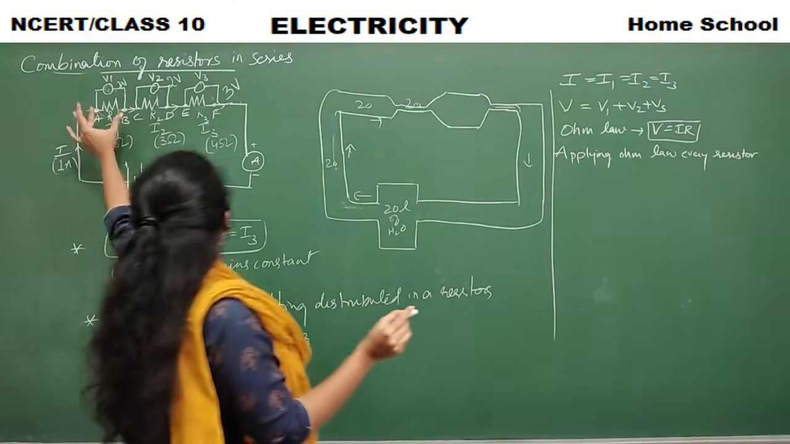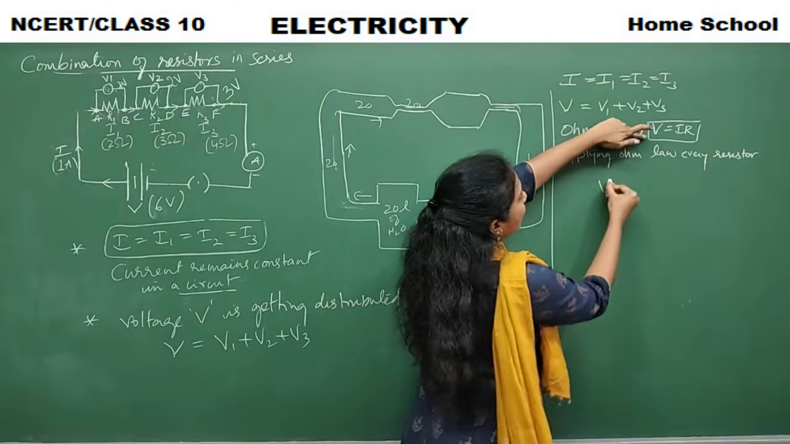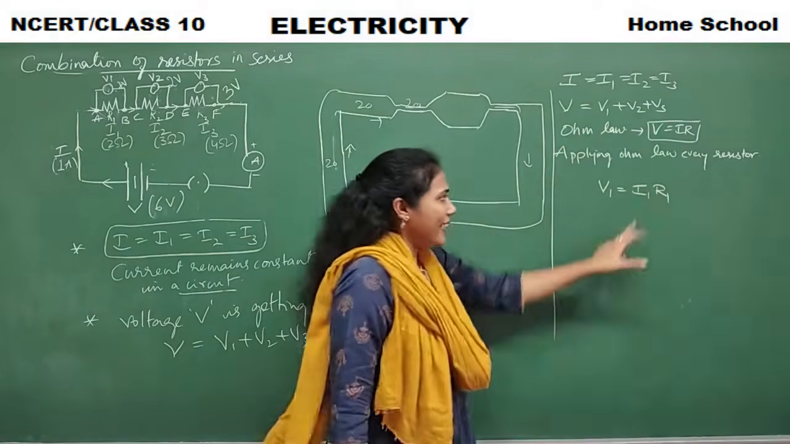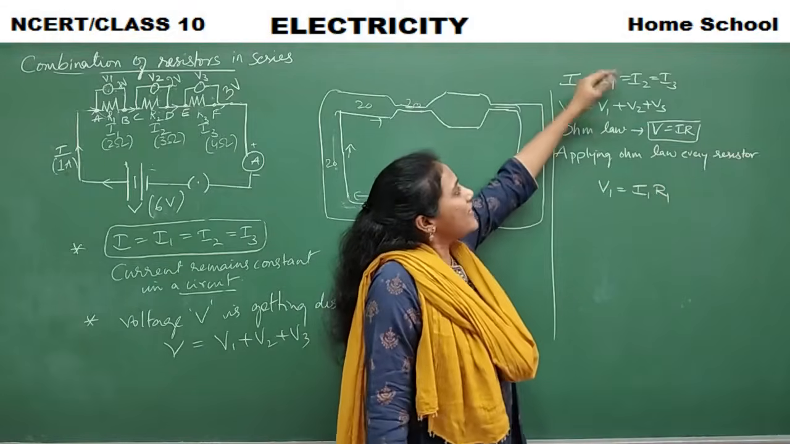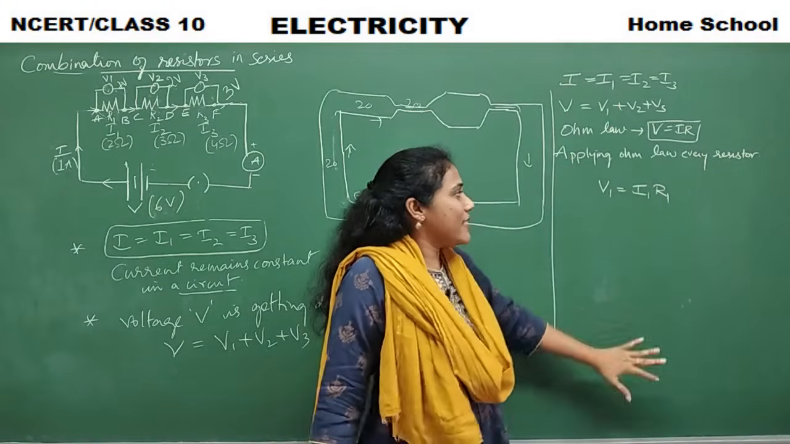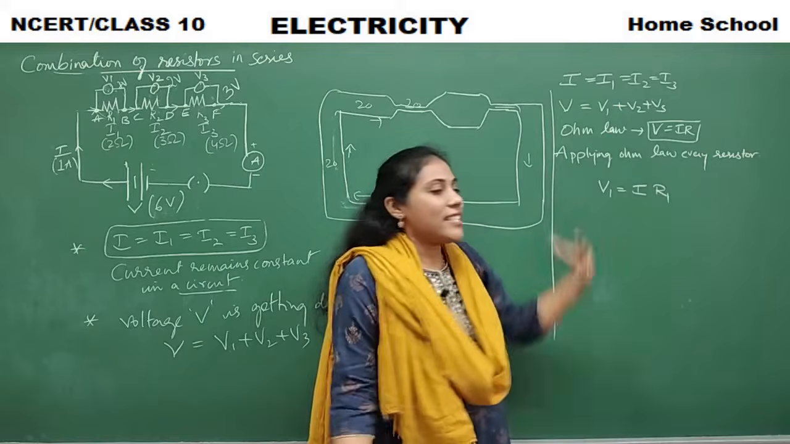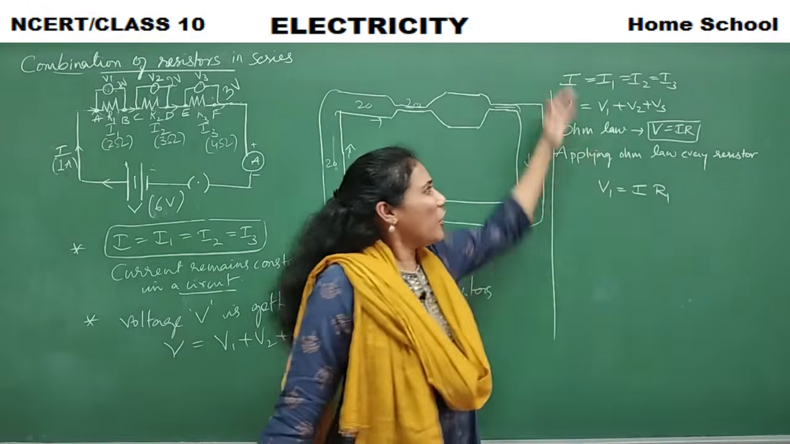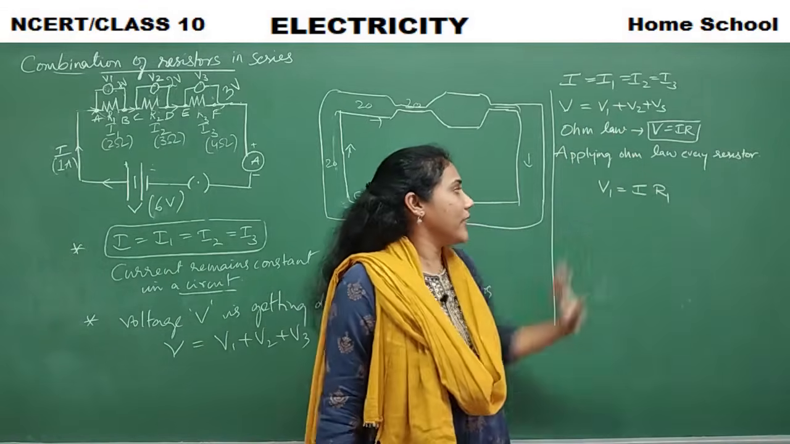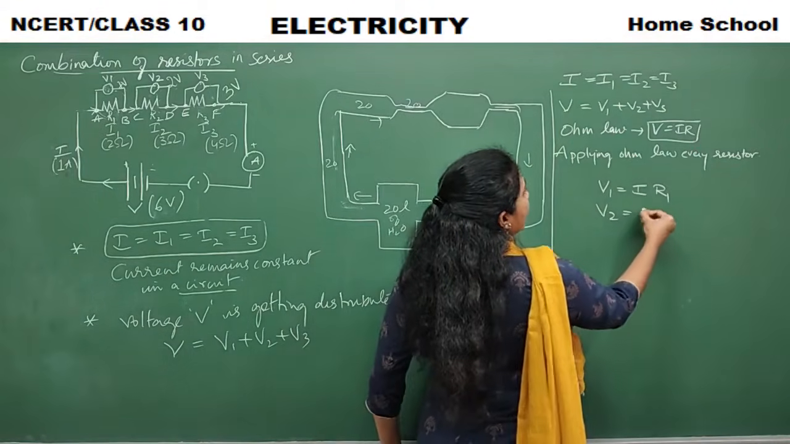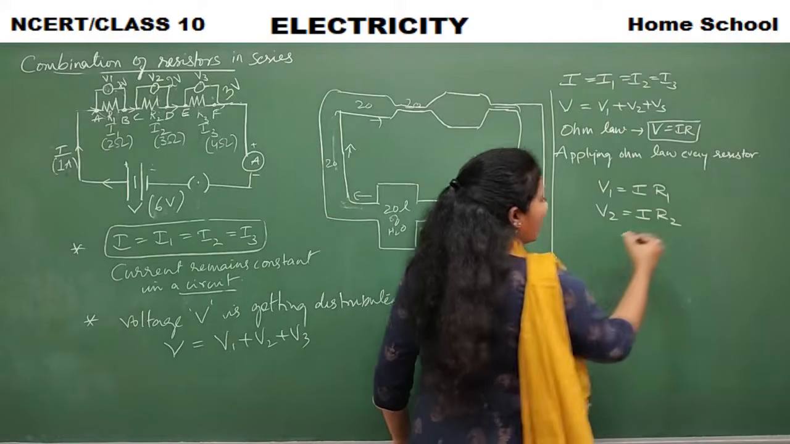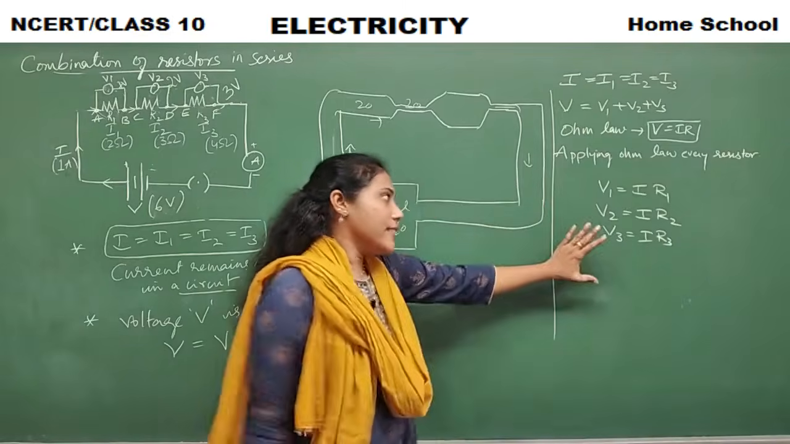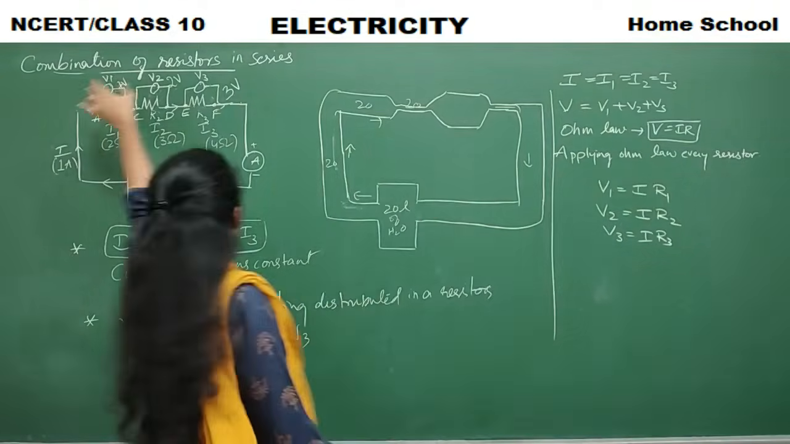So when you apply Ohm's law for the first resistor, what can I write? V1 is equal to I1 R1. Anyway, I cannot consider I1, I2, I3 separately since it is constant. If you consider just I, it is more than enough. It's a constant, right? So just I R1. V2 is equal to I R2. V3 is equal to I R3. So this is the Ohm's law I applied for each and every resistor.